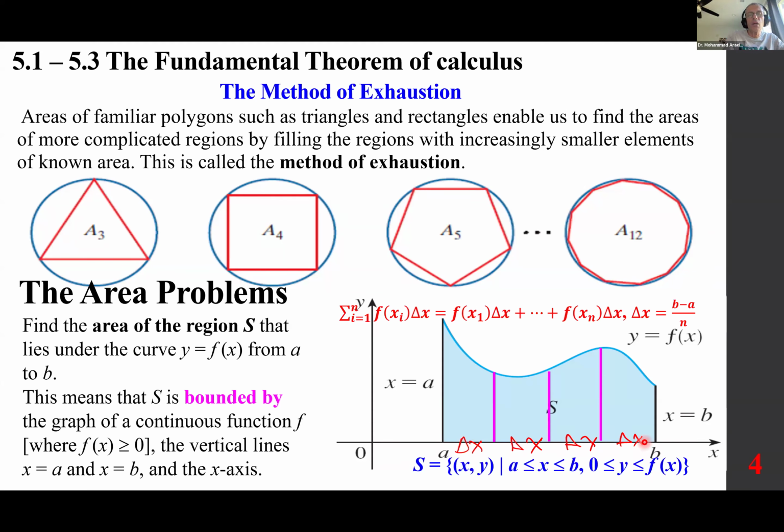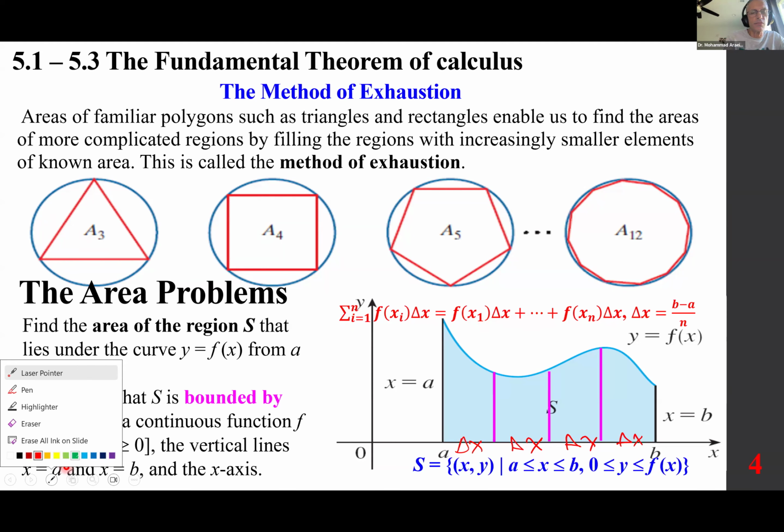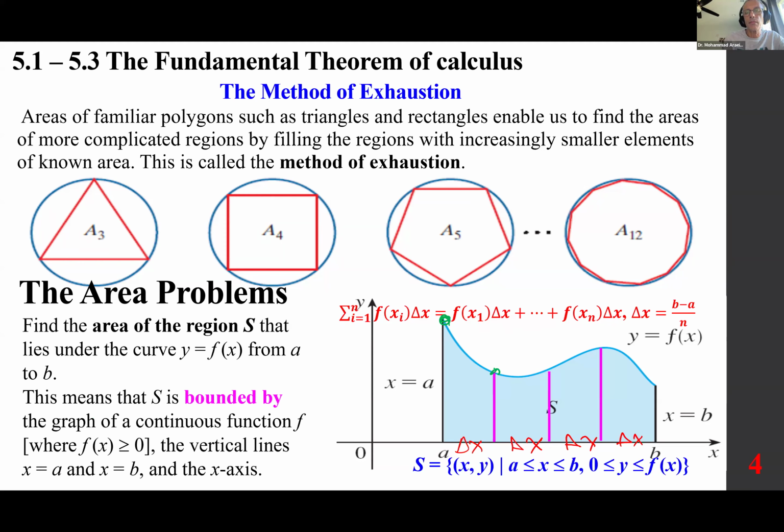Now, what is the height? We use the Riemann sum, the summation of i going from 1 to n, f of x_i delta x: f of x_1 times delta x, all the way to f of x_n delta x. What is that f of x_1, f of x_n? The height. You can use the left endpoints. If I use the left endpoints as the height, everybody, this means this one, this one, this one, this one, and you can find this area, this area, this area. How do you find it?